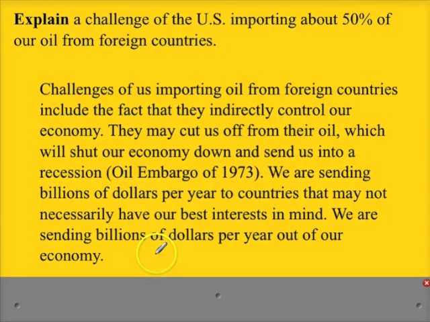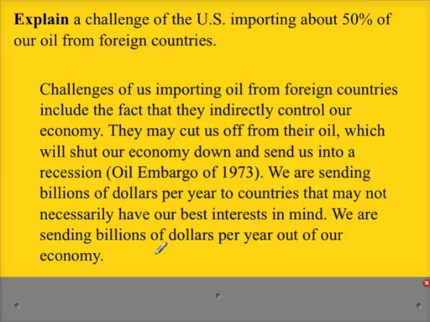So here's one way you can answer it. The challenges of the U.S. importing oil from foreign countries include the fact that they directly control our economy. They may cut us off from their oil, which will shut our economy down and send us into a recession. We are sending billions of dollars per year to countries that may not necessarily have our best interests in mind. We're sending billions of dollars per year out of our economy.